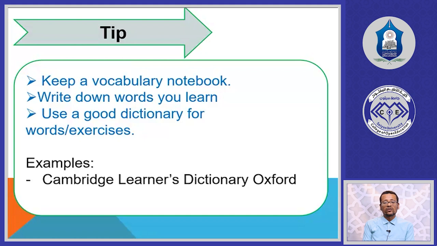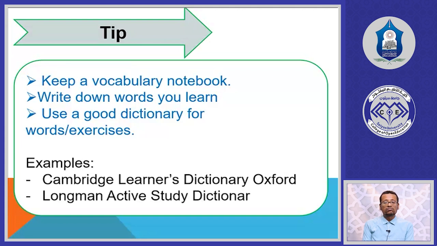Okay, examples of good dictionaries, though they are not in the book: Cambridge Learner's Dictionary, Oxford, or Longman Active Study Dictionary, or any other type of dictionary that suits you. So whatever dictionary you feel is of benefit to you, you can use it. It is not necessary to focus only on these dictionaries. In the book, the end of the name Longman Active Study Dictionary is not complete. There is a Y missing in this word, but we can do it later.